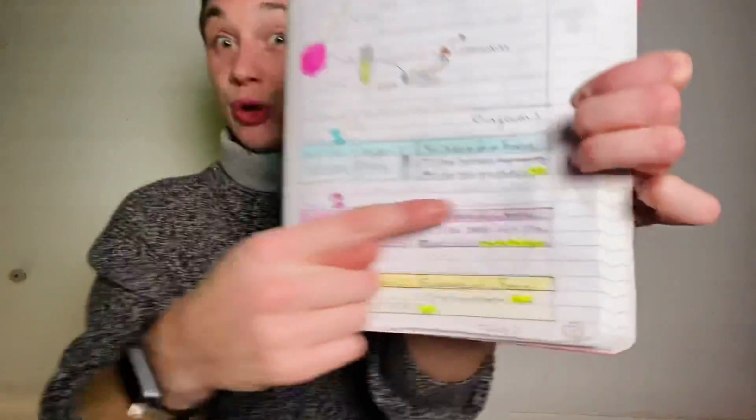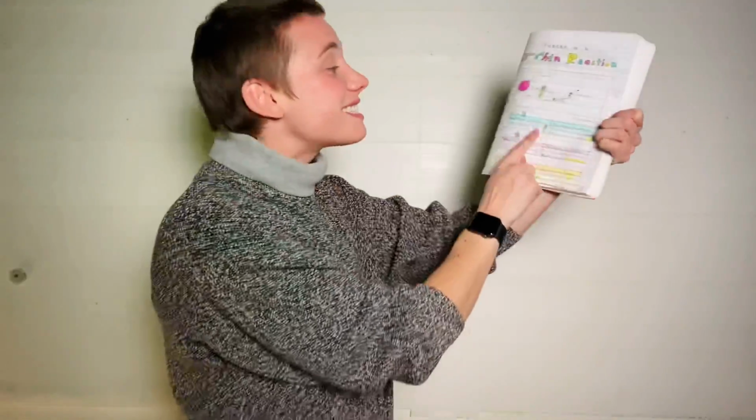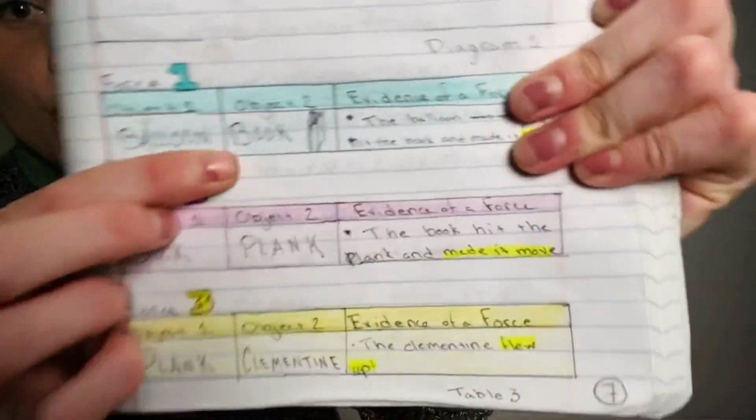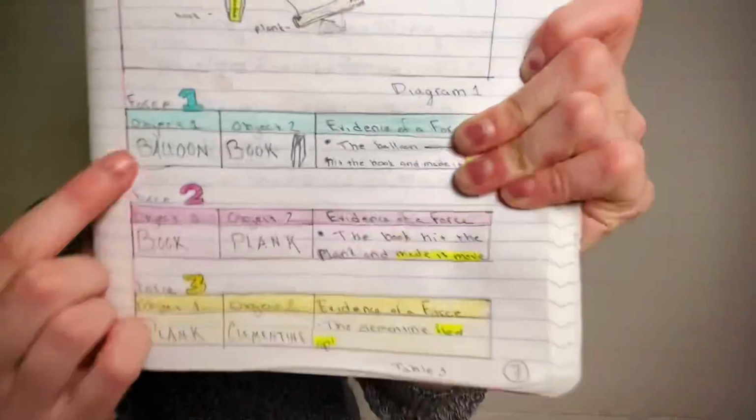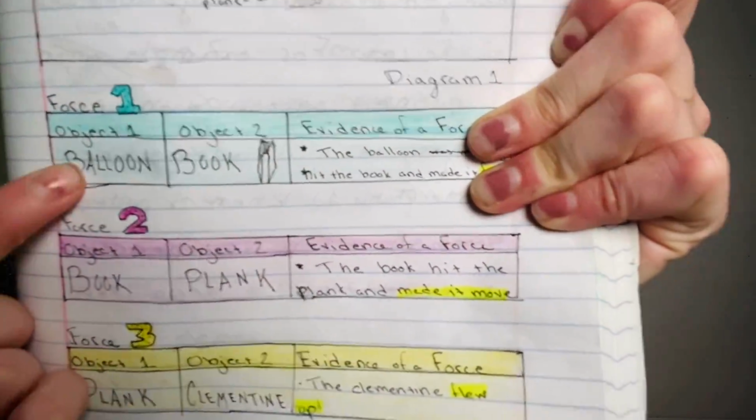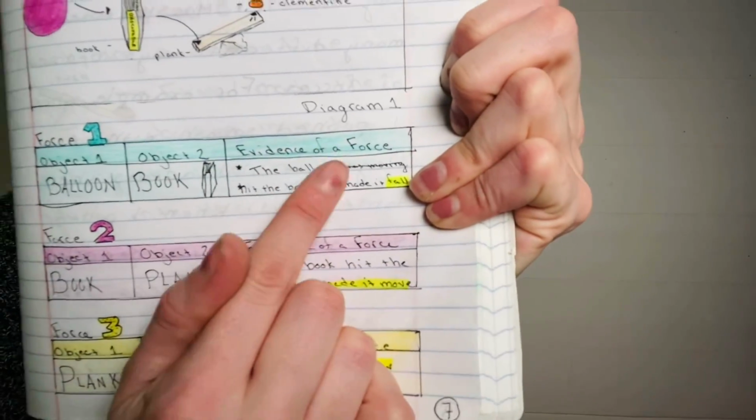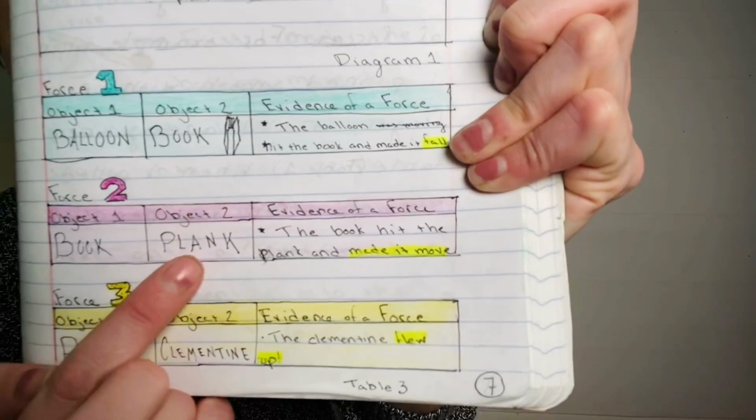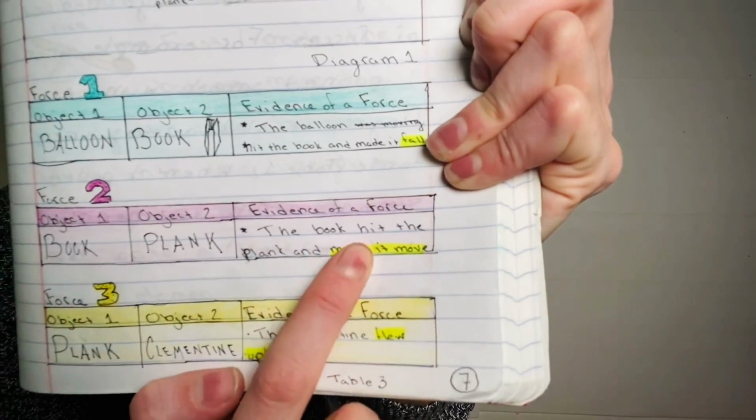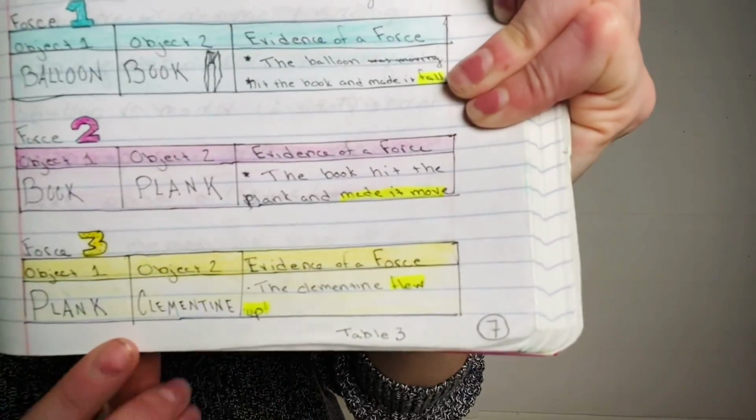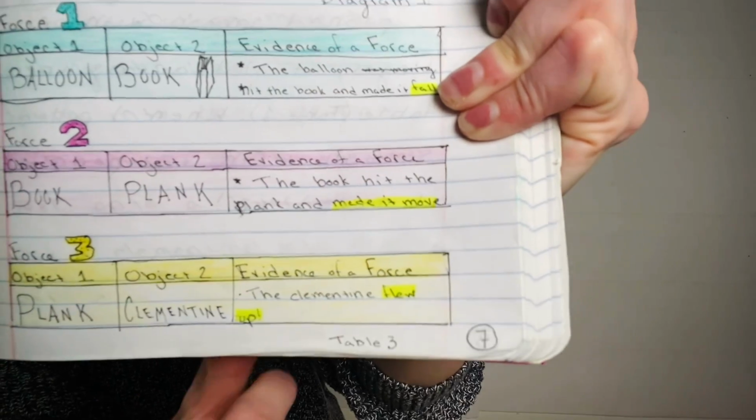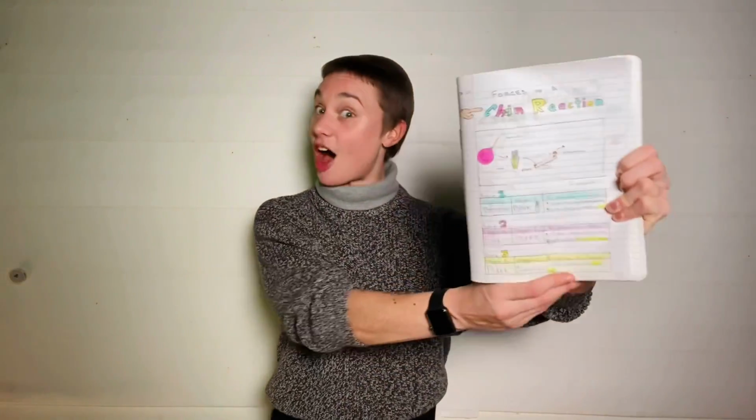And actually, friends, you can see I made a mistake right here where I wrote the balloon was moving, but this is not asking for the force that the first object was exhibiting. The second object is the one that you are describing in this column. So see, object 2 is the plank, and then I described the plank moving. Object 2 was the clementine. I described the clementine moving. That movement is evidence of a force.